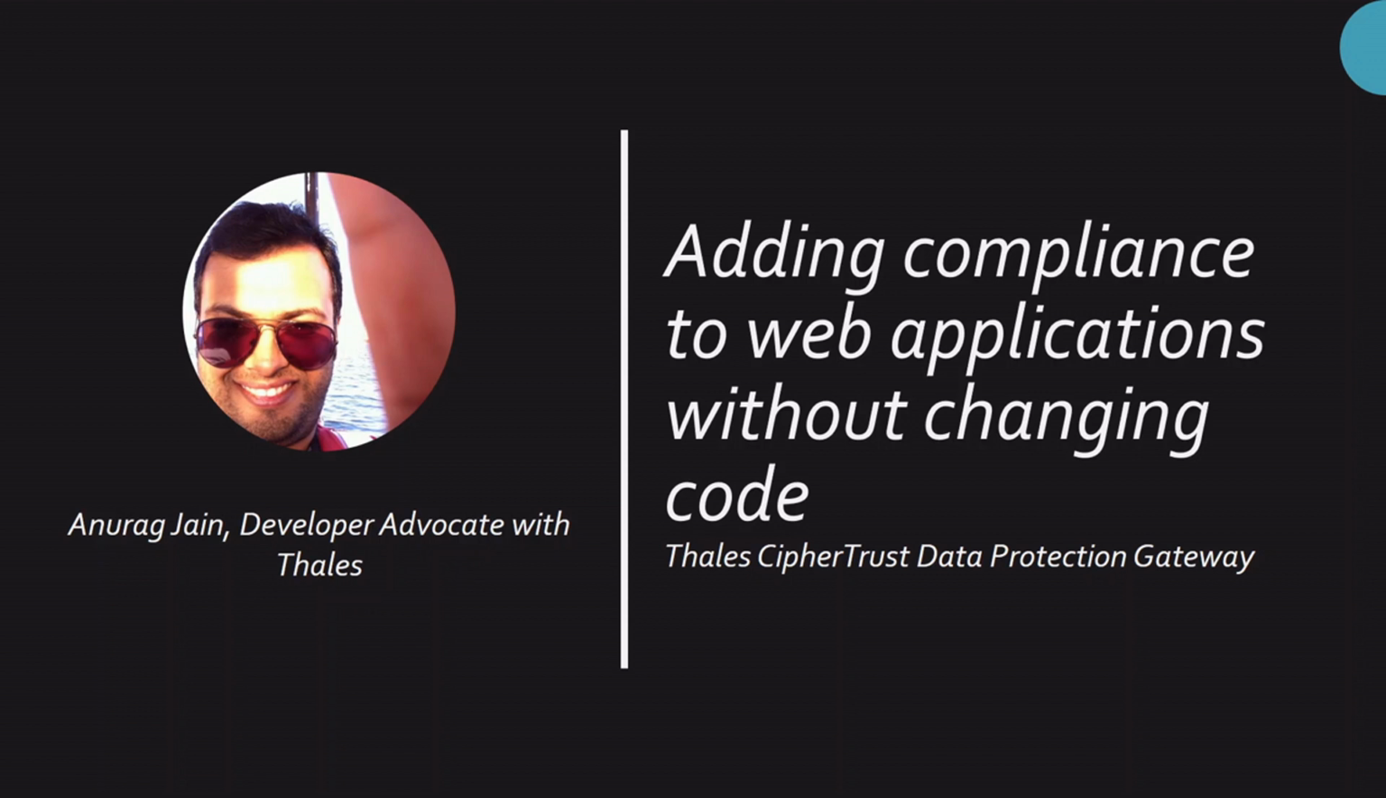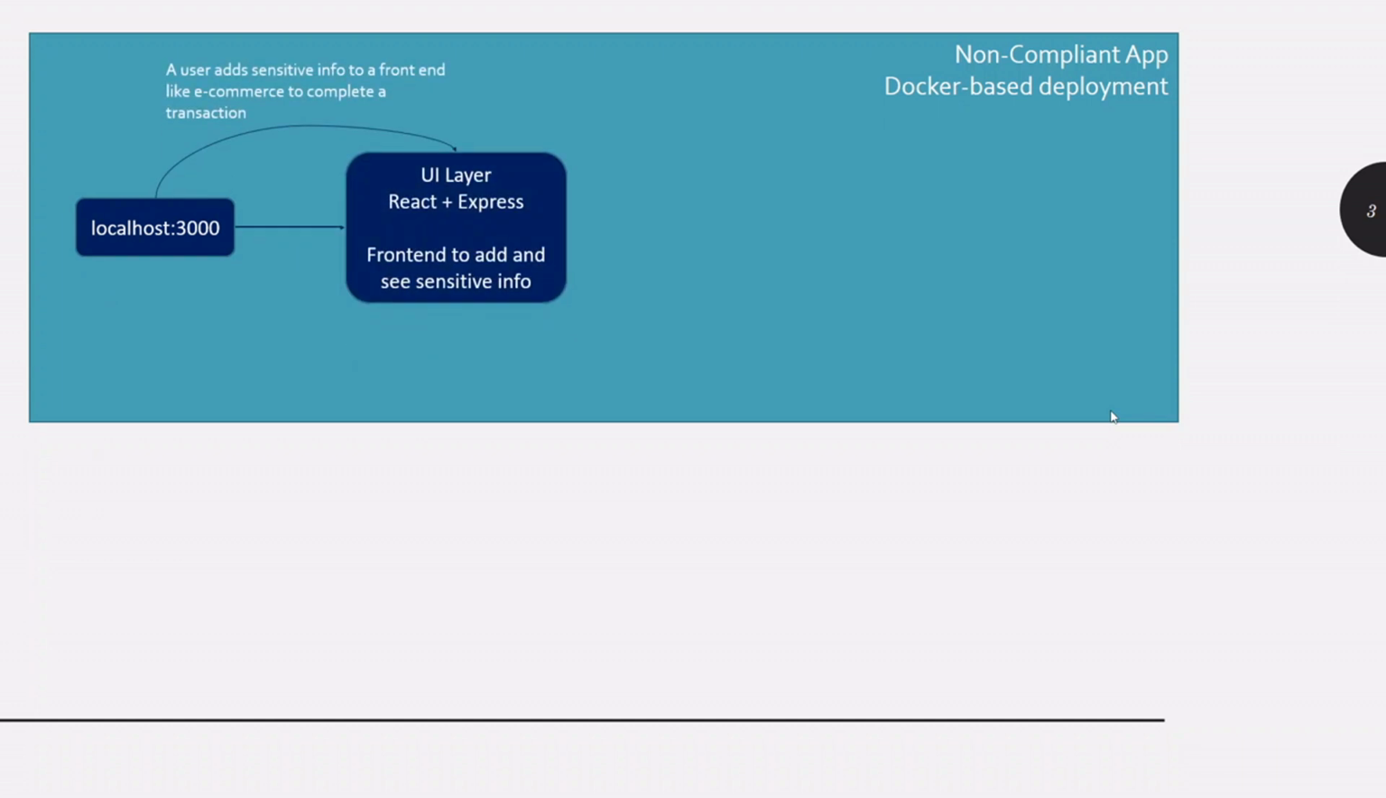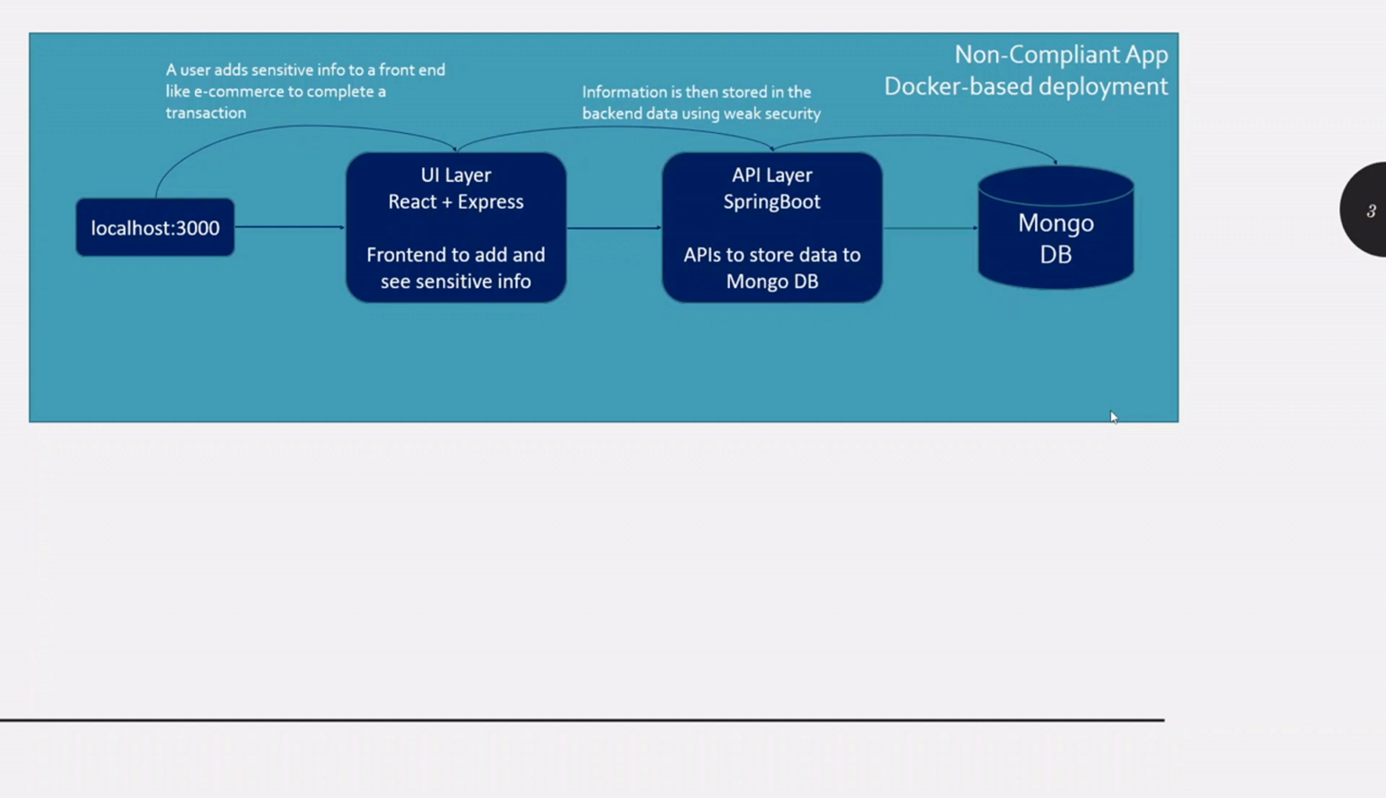In this part today, which is part 3 of this video series of adding compliance to web applications without changing code, we are going to look into dockerizing our applications. In the last two videos we created two different applications. One is the UI layer using React and Express, and another was the API layer using Spring Boot. Plus we have been using MongoDB to persist our information. So in this small video today we are going to put everything within Docker using a docker compose.yaml file.